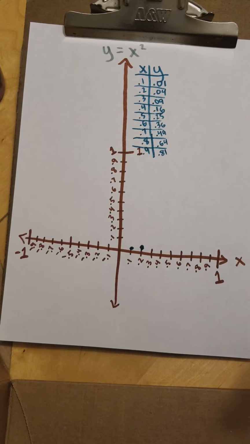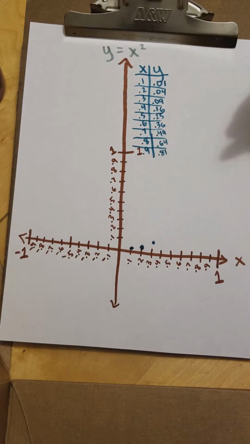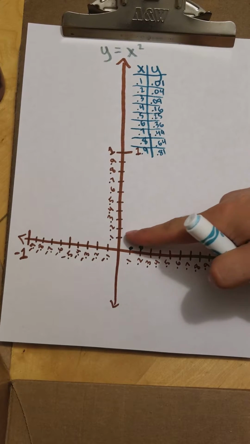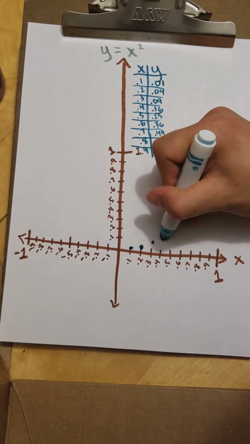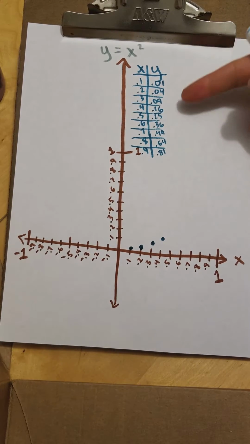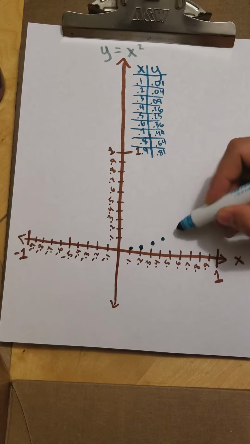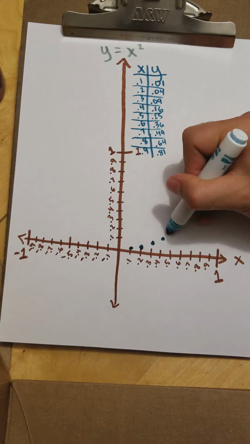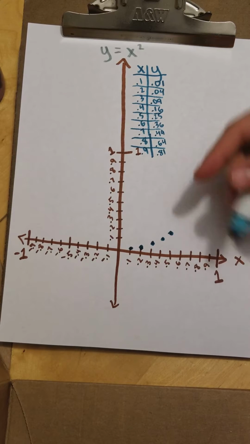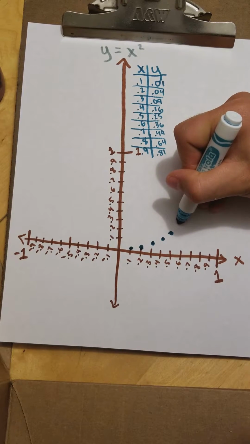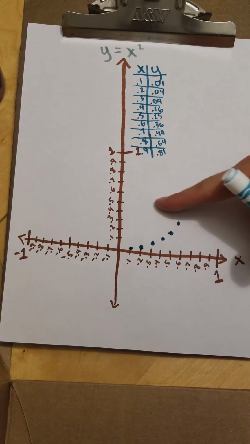0.3 times 0.3 is 0.09, which is almost 0.1. 0.4 times 0.4 is 0.16, which is between 0.1 and 0.2. 0.5 times 0.5 is 0.25, which is between 0.2 and 0.3. 0.36 for 0.6 between here. 0.7 times 0.7 is 0.49, which is almost a 0.5.